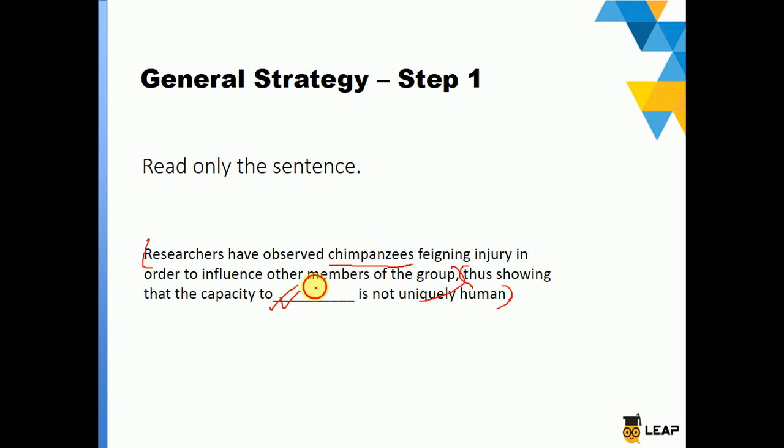It's not something that goes into this. No, that's not what the target is. The target does not fill in the blank. The target is something that the blank is talking about. So the blank here is talking about chimpanzees, thus showing that the capacity to dash is not uniquely human. It is also talking about a capacity of the chimpanzees. So our target here is the chimpanzees, or rather a quality of the chimpanzees.